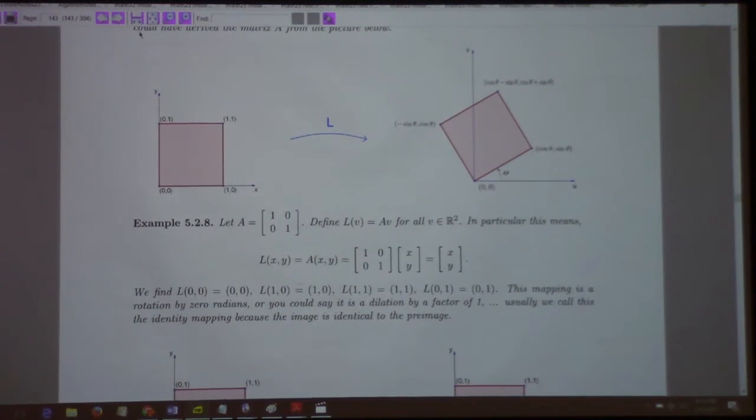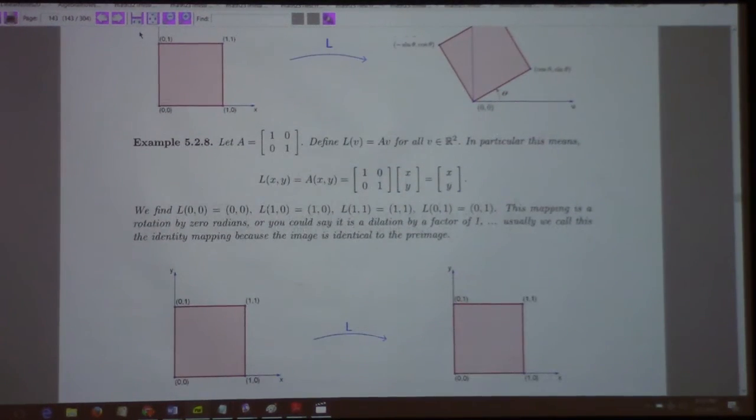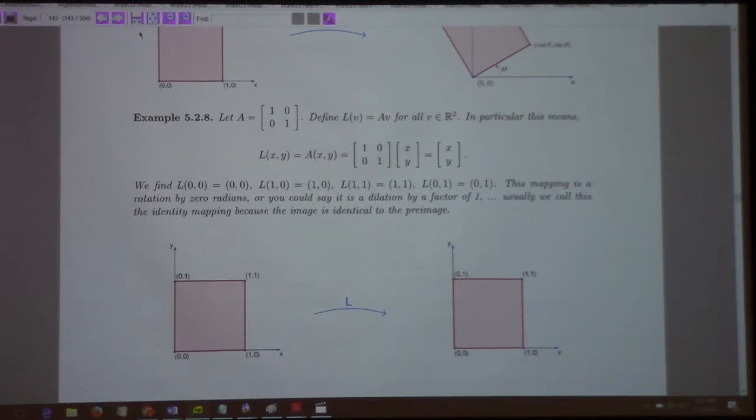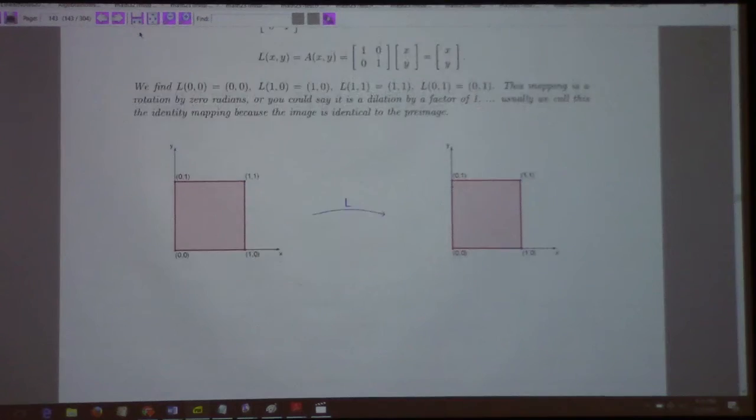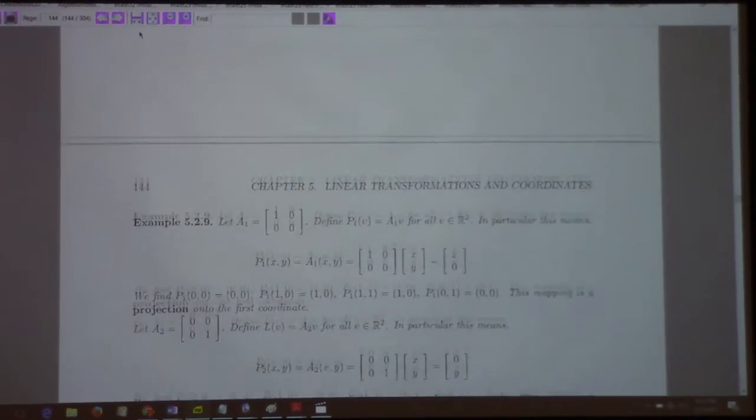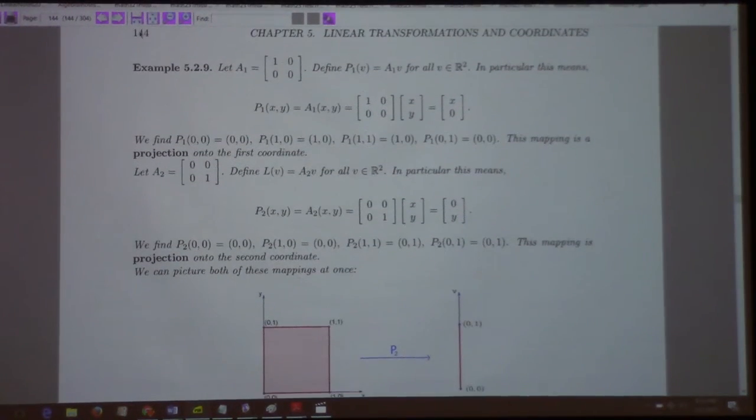Oh, that's the identity. Here's a stupid one. Look, the identity transformation. Hooray. I guess I figured, while I'm at it, there's no more work. Now, here are the more interesting ones.